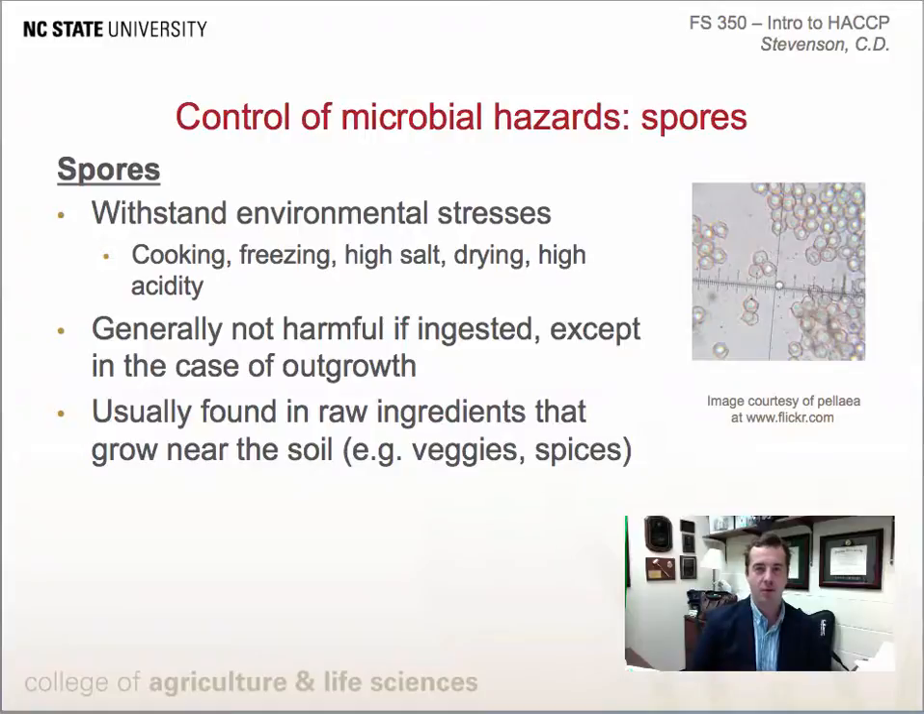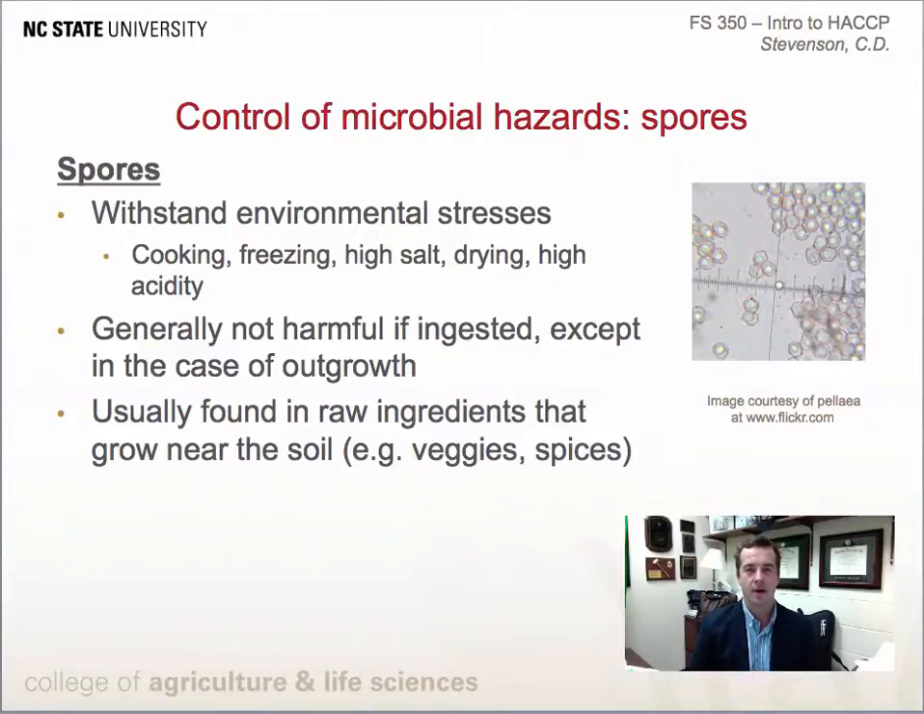Since I've been talking about spores, I have not defined spores, so let's talk about spores for a while since they're so important in terms of temperature. Some bacteria can produce a protective spore structure. A spore structure allows a cell to withstand environmental stresses such as cooking, freezing, high salt, drying, or high acidity. Generally, bacterial spores are not harmful if ingested. However, if conditions of the food are changed that permit the spore to turn into a vegetative cell, the vegetative cell can grow in the food and cause illness if eaten.